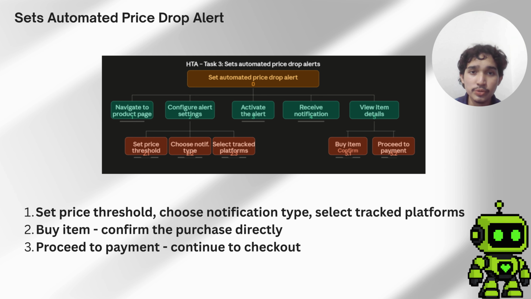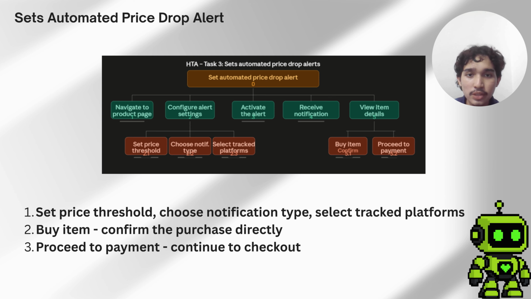And then we proceed to set automated price alert. The final task shows how a user sets up an automated alert. It starts with navigating to the product page, then configuring alert settings, which involves three choices: setting a price threshold, choosing the notification type, and selecting which platform to track.